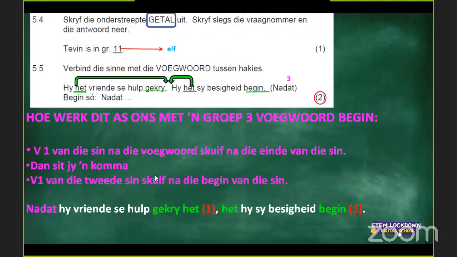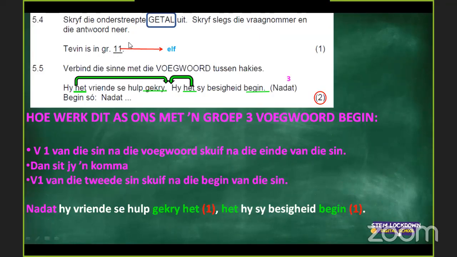Goed, kom ons kyk na die volgende 2 vragies. Let's have a look at the following 2 questions. So vraag 5.4 sê, skryf die onderstreepte getal uit. Skryf slegs die vraagnommer en die antwoord neer. So getal is number. You have to write it down in words. Once again, you are only writing down the question number and answer. You are not writing down the whole sentence and then writing out the word else. Okay, I'm telling you, please write out only the answer.